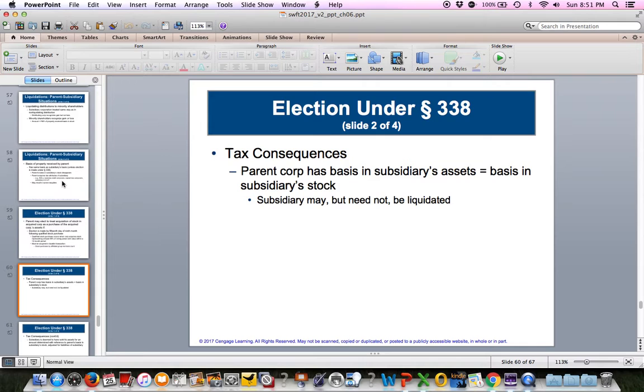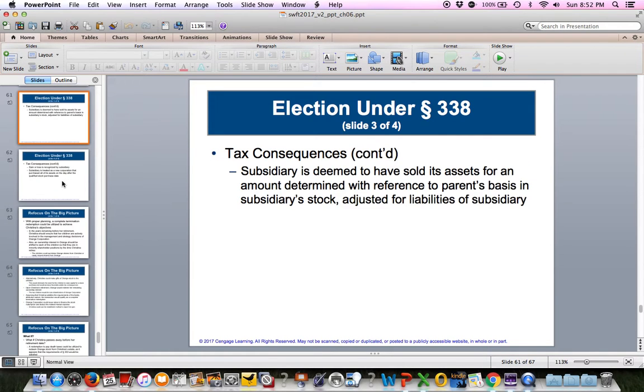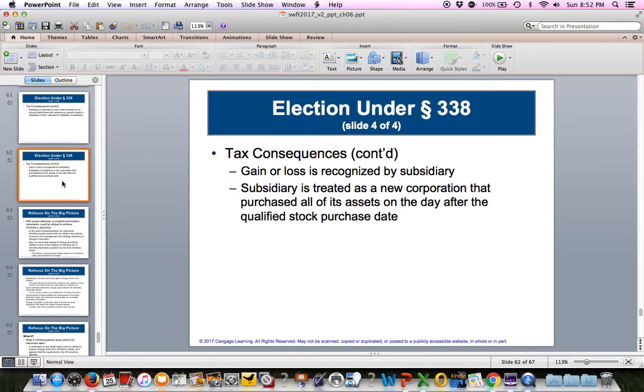The tax consequences: the parent corp has a basis in the sub's assets equal to its basis in the sub stock. The sub may, but need not, be liquidated. The sub is deemed to have sold its assets for an amount determined with reference to the parent's basis in sub stock, adjusted for liabilities of the subsidiary. Gain or loss is recognized by the sub. The sub is treated as a new corp that purchased all of its assets on the day after the qualified stock purchase date.